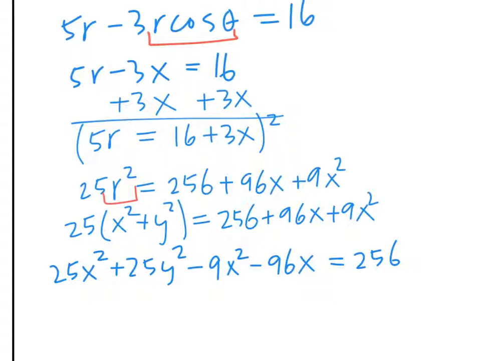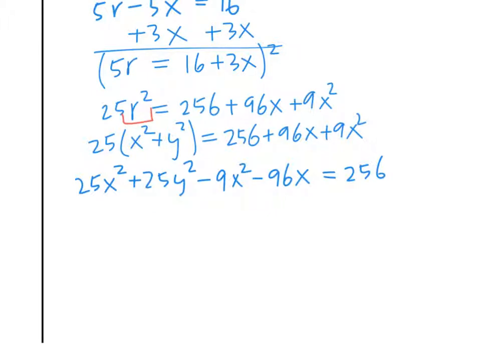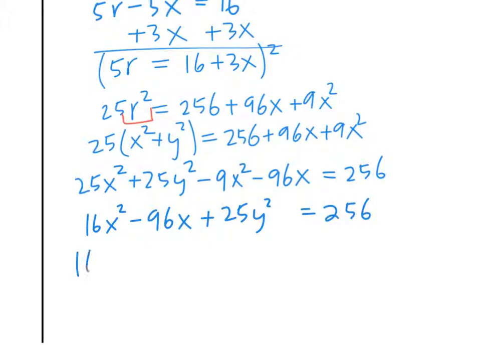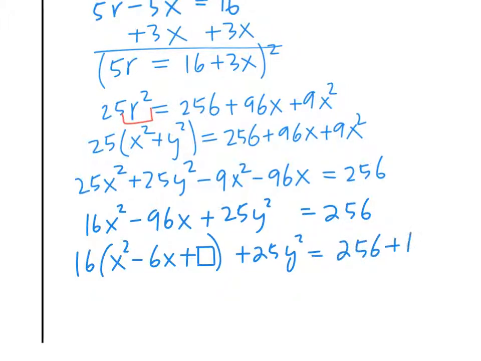You guys know what to do next, or you want me to show you the next step? Okay. All right. So 25 minus 9 is going to be 16. So 16x squared, and then I'm going to put the 96x next to it. 25y squared equals 256. And then at this time, you want to take out that 16. Oh, I cannot do this in my head. 6? Okay, thank you. And plus magic number plus 25y squared. There's no need to complete the square because there is no y term. And then 256 plus 16 box. And then go from there.